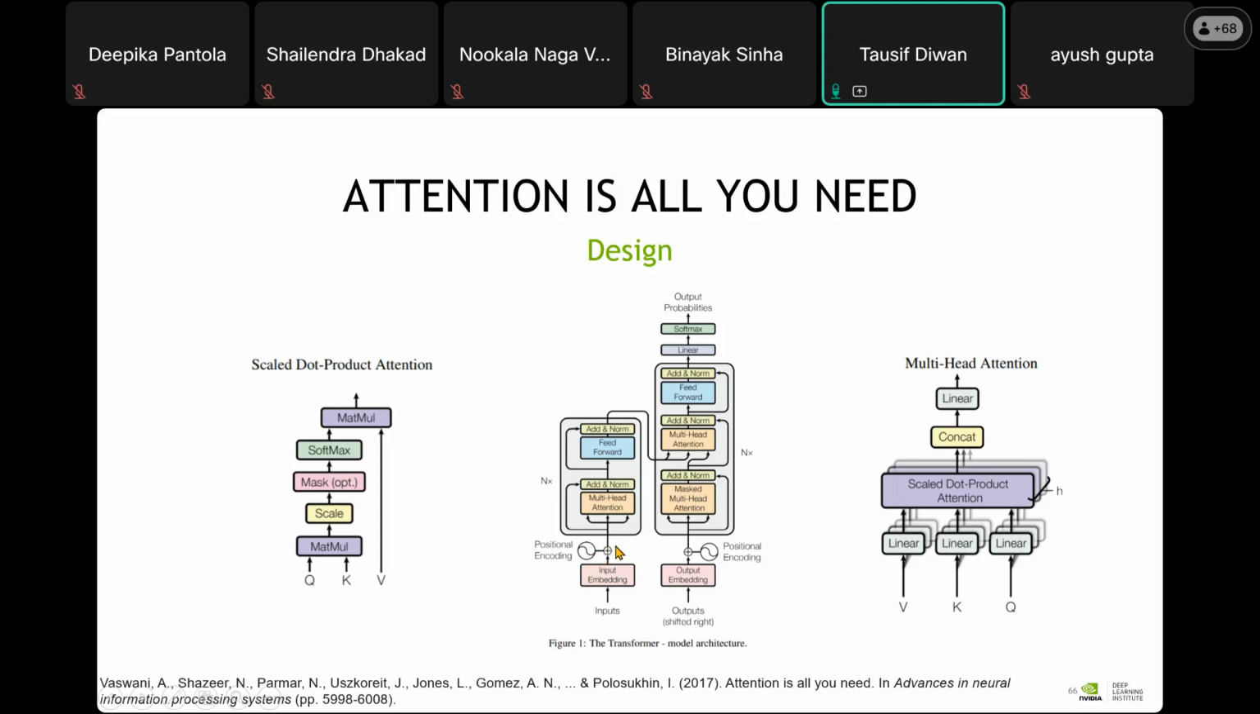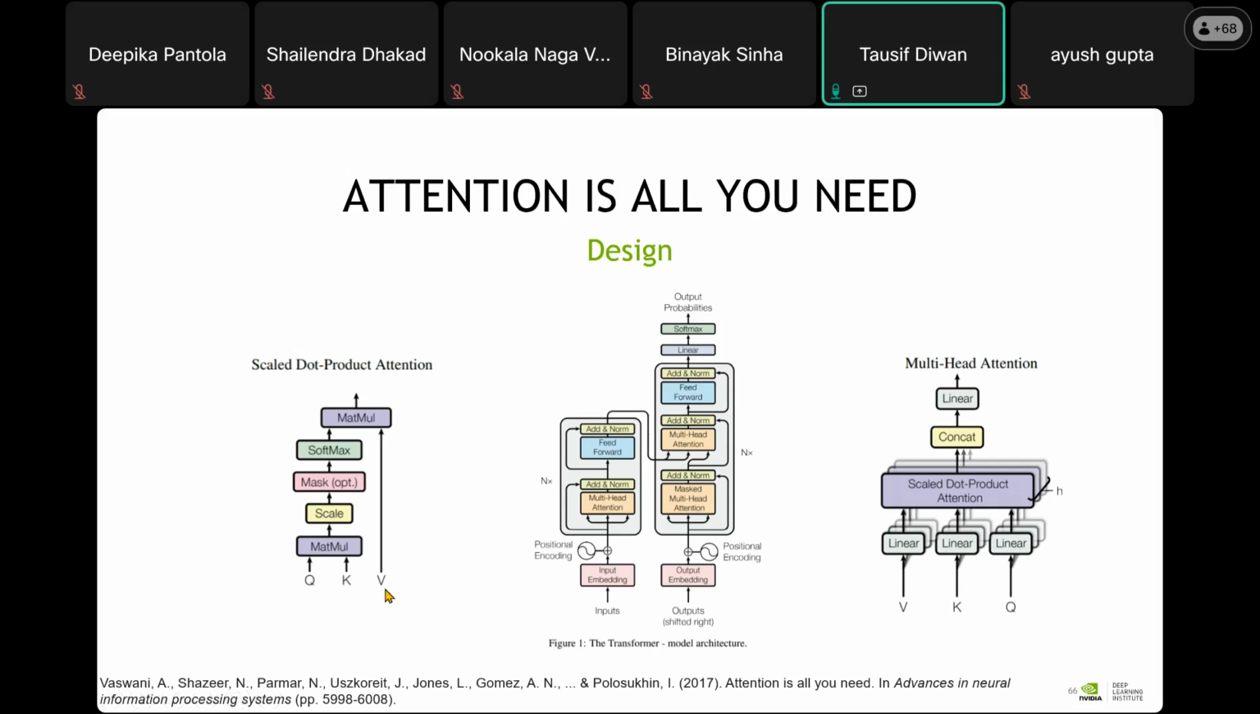So three matrices are there. One matrix is responsible for the calculation of queries, one matrix is responsible for the calculation of keys, and the third matrix is responsible for the calculation of values. These matrices are learned through the backpropagation or gradient descent process.